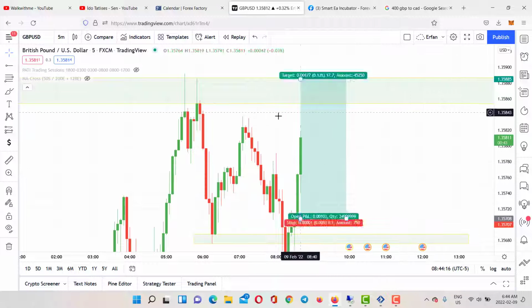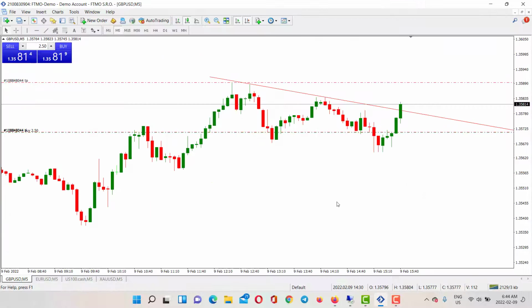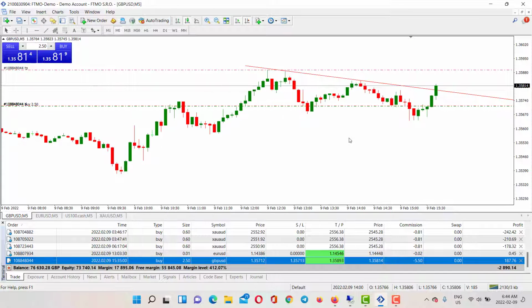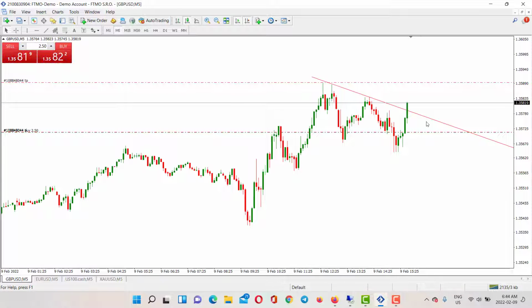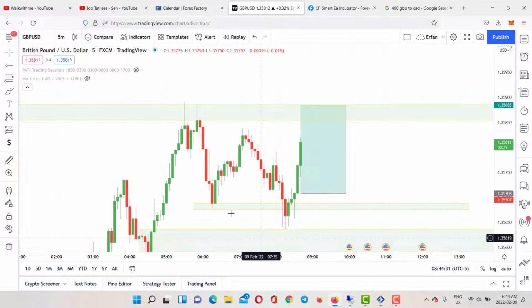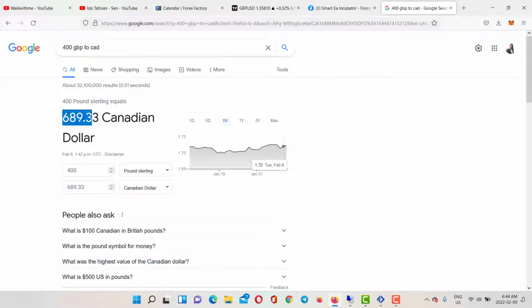So I don't want to just panic and close my trade here. I can do that if I want to just get out of the market really quick, but I'm not going to. It's a good trade, so far so good. And if it actually gets the profit right here, it's gonna be almost $689 Canadian, $400 pounds. It was a good one, guys.